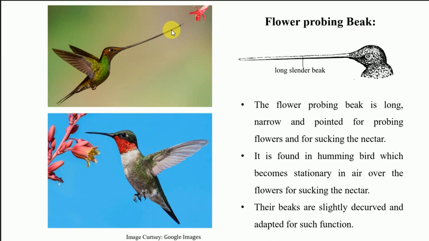According to the kind of flowers from which the nectar is sucked, and according to the length of the siphon of that flower, the length of the beak is also elongated. So it is found in the hummingbird, which becomes stationary in the air over the flower for sucking the nectar, and their beak is slightly decurved and adapted for this function. So they are provided with a very long beak. This is known as the flower probing beak.